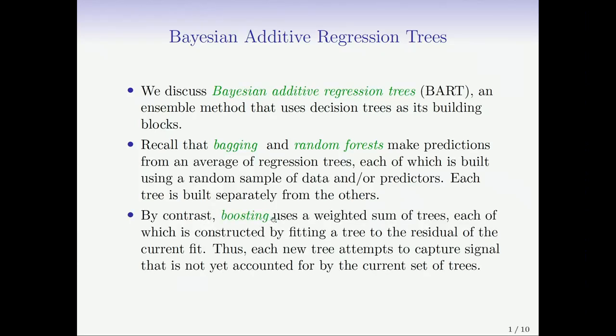Boosting, on the other hand, uses a weighted sum of trees, each of which is constructed from fitting a tree to the residual of the current fit. So they're not built independently, but they're built in sequence, right? Each tree tries to capture the signal that's not yet accounted for by the current set of trees. So it's kind of a forward stage-wise method. So Rob, what does BART do differently?